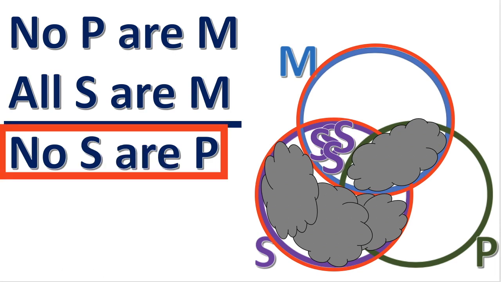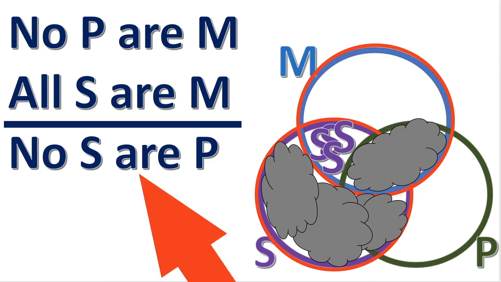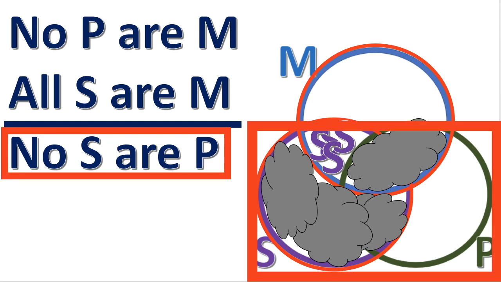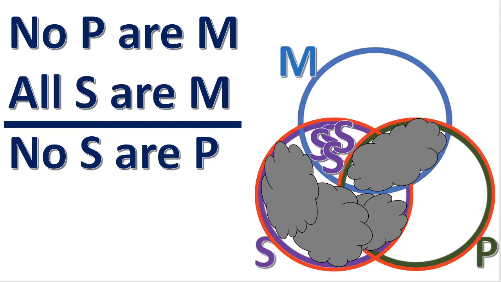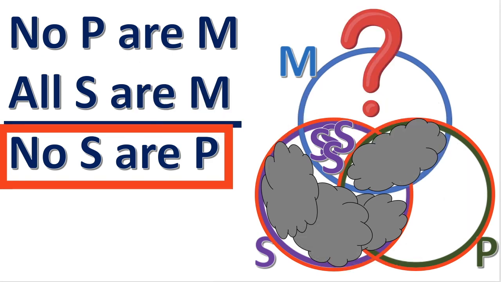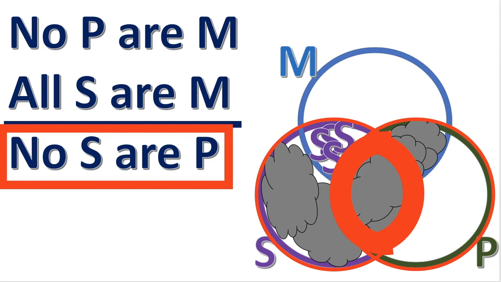You do not diagram the conclusion. You just look to see if the diagram supports the conclusion. Now the conclusion will always be about the S and P circles, so we focus on these 2 circles. The conclusion asserts that no S are P. Look at the diagram. Does the diagram show that there is nothing in the S circle that is also in the P circle? Does the area where the S and P circles overlap contain anything, or is it empty? That's correct, the overlap area is empty.